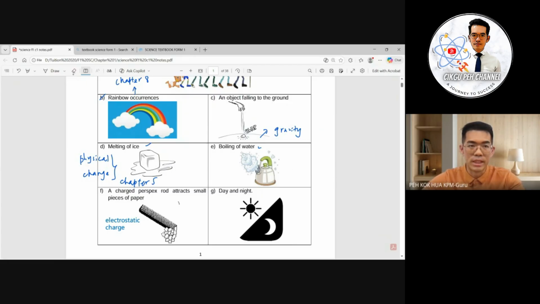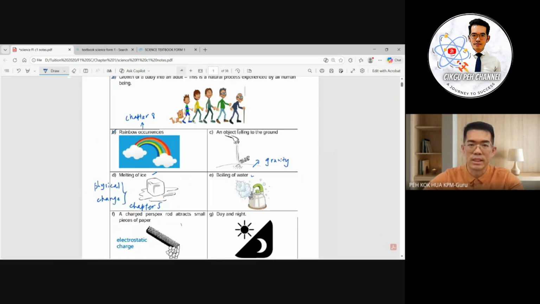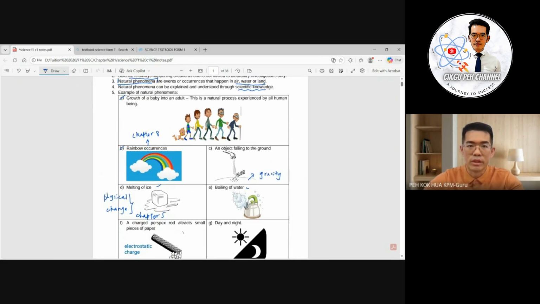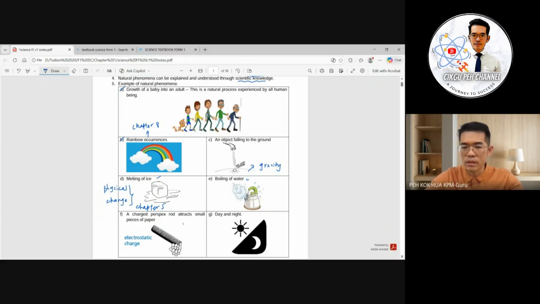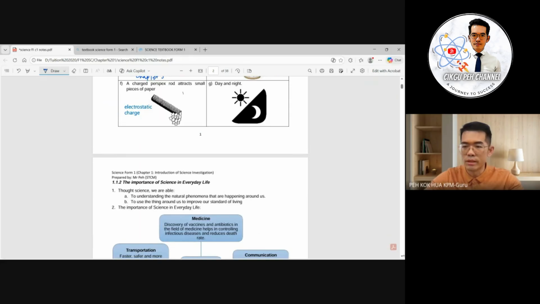Then the next will be day and night. So if the question asks you for examples of natural phenomena, you just give: growth of a baby into an adult, rainbow occurrence, an object falling to the ground, and others. Normally one mark refers to one answer. Understand? Okay, then we go to page number 2.